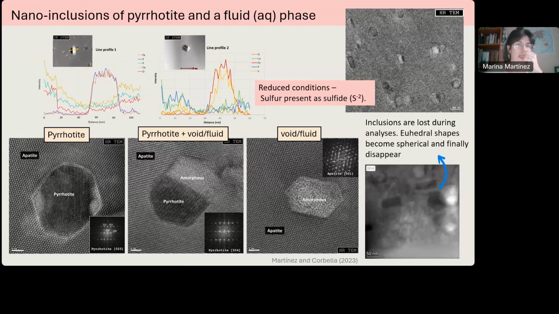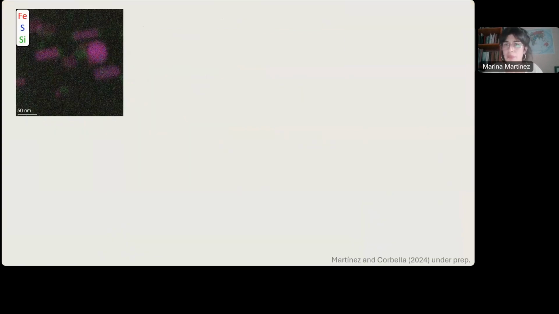The line profiles were a bit of a disaster, but still we could get two of them a bit clear, where we see that there's an increase in iron and sulfur. And in the void part, which is the one that I was interested in, there was a decrease in everything. That's why at the beginning I thought maybe there's nothing, but because it's amorphous, it's more likely to be an aqueous fluid or something like that. Also, the fact that the inclusions were lost really rapidly during analysis, they went from euhedral shapes to spherical and finally disappearing, made us think that this could be more like an aqueous fluid.